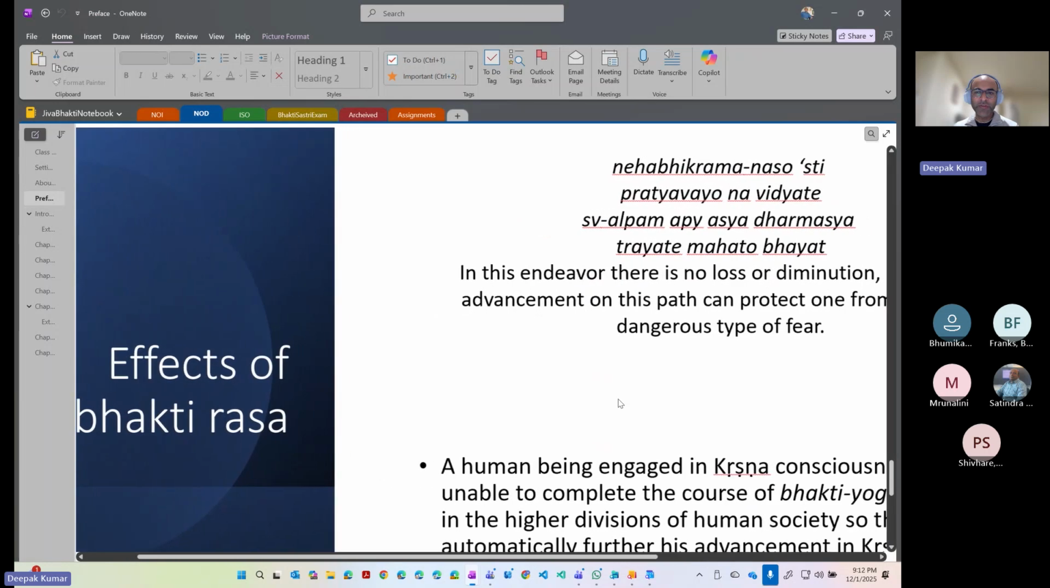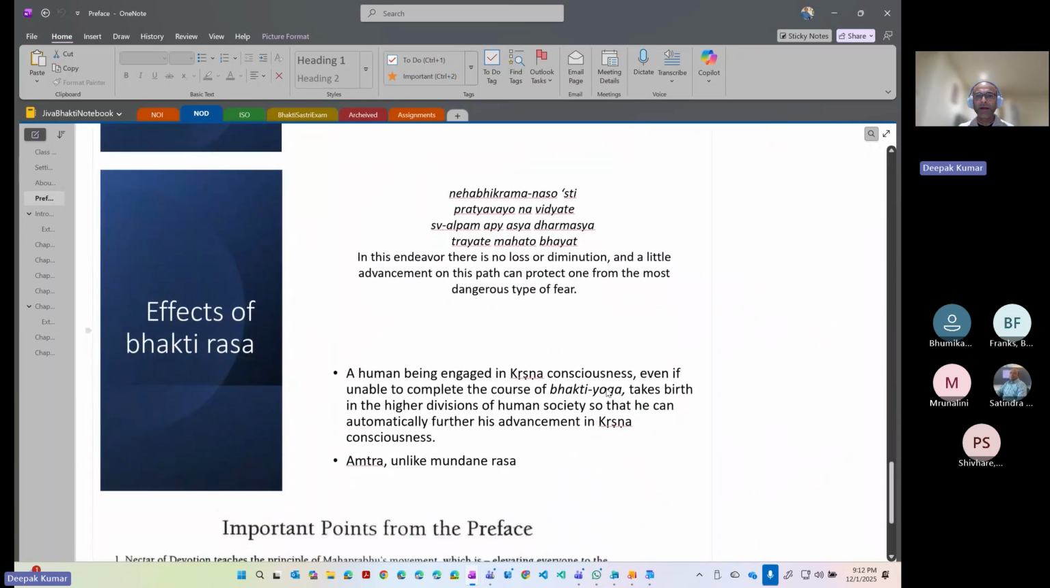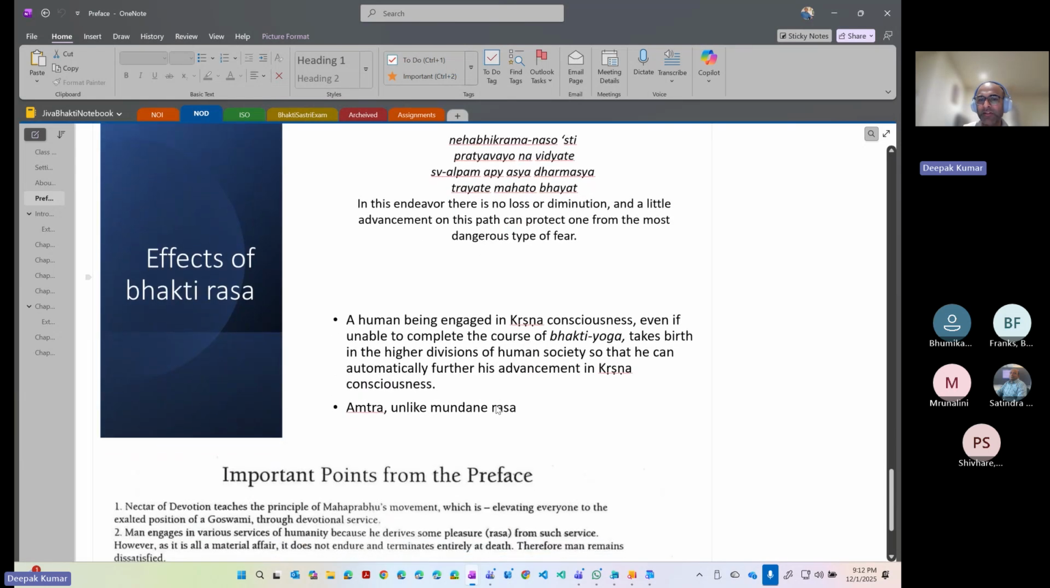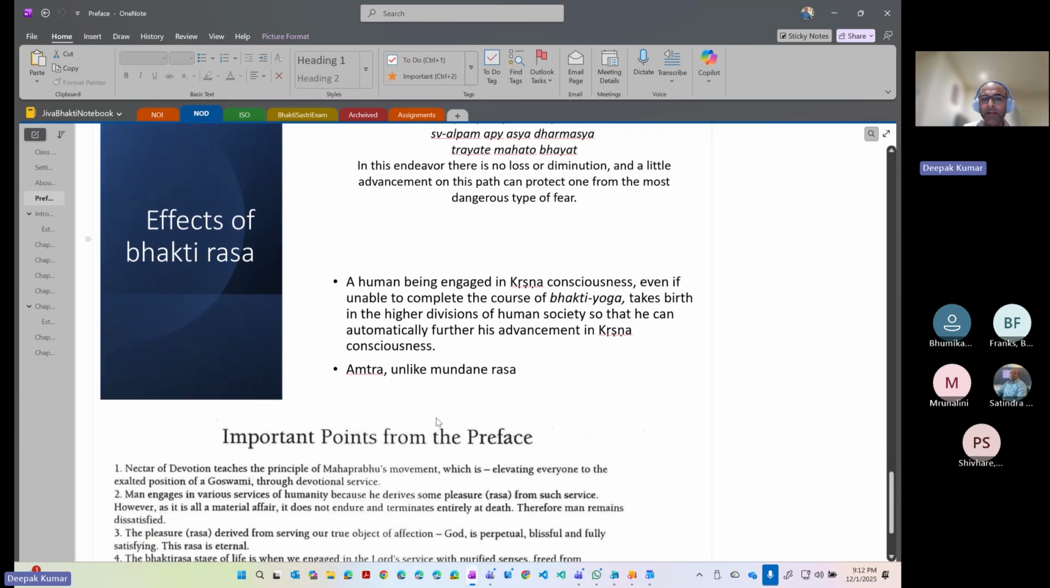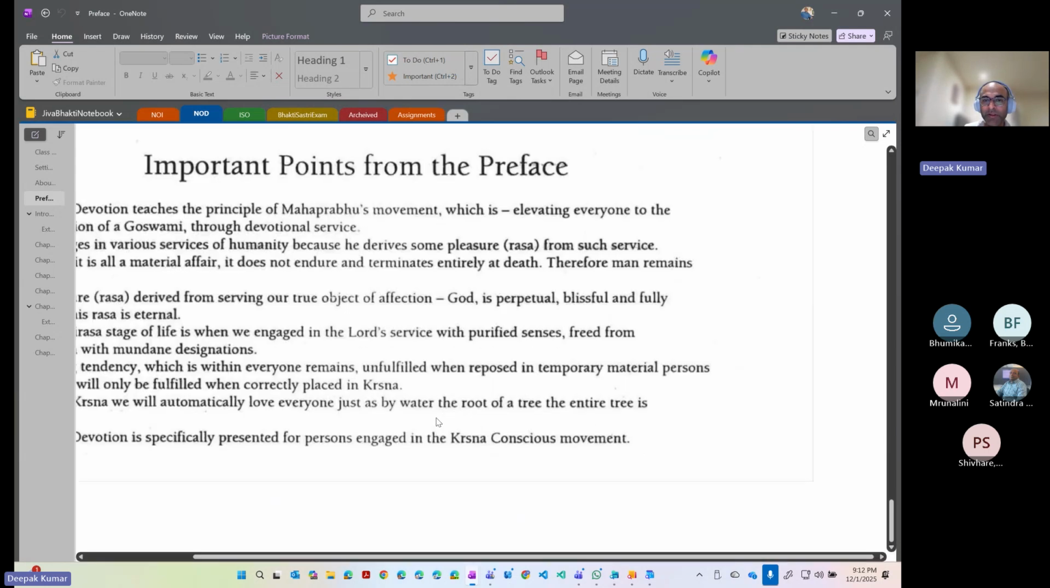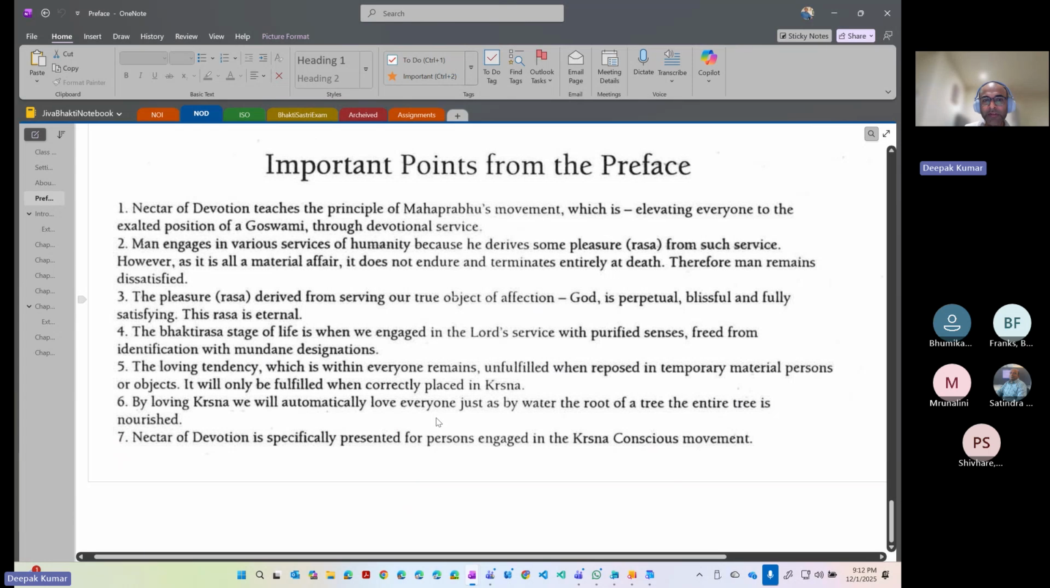Okay, and the effects of bhakti rasa: in this endeavor there is no loss or diminution, and a little advancement on this path can protect one from the most dangerous type of fear. A human being engaged in Krishna consciousness, even if unable to complete the course of bhakti yoga, takes birth in the higher division of human society so that he can automatically further his advancement in Krishna consciousness, right? So important points. So this is the summary. This is again another reference which summarizes this. Anybody would like to read this important point from the preface?